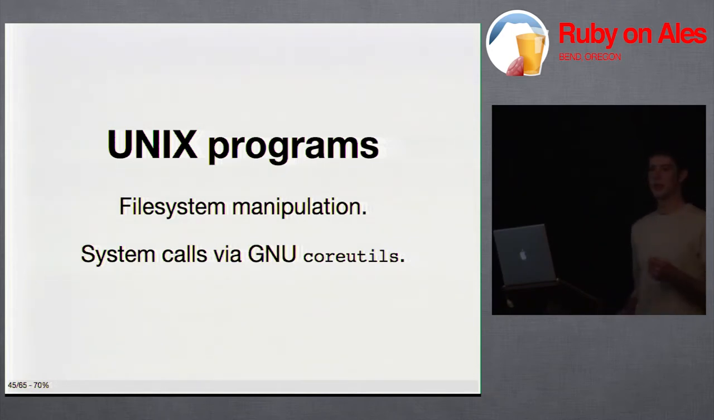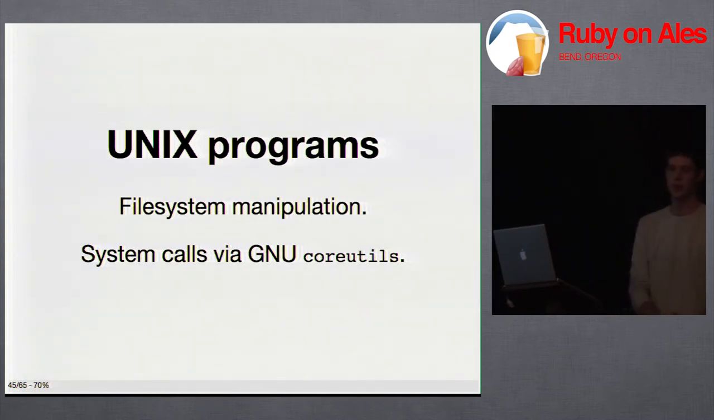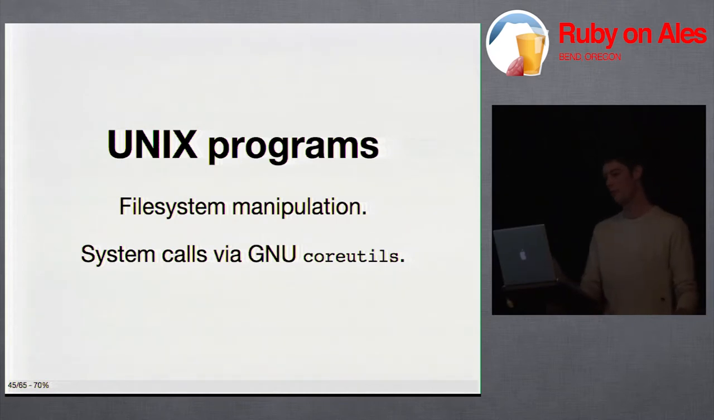UNIX programs I like to think of as being heavy on file system manipulation and on making system calls, either via Ruby, via C, or direct kernel code, or by the Section 1 manual programs like chown and chmod that are exposed that basically perform one specific system call from shellcode. These kinds of programs work really well in shell, and are very easy to implement in C.